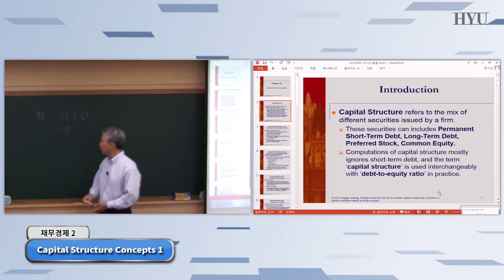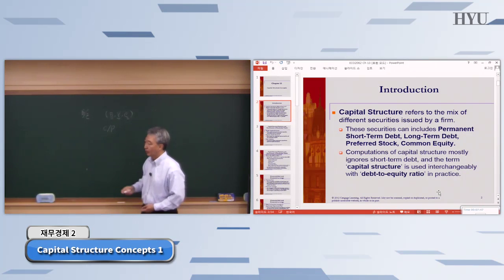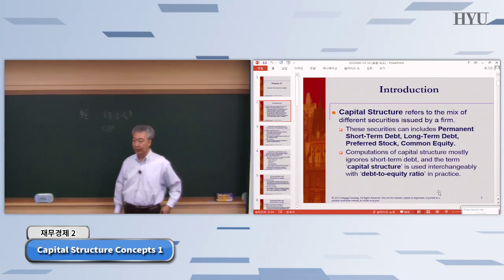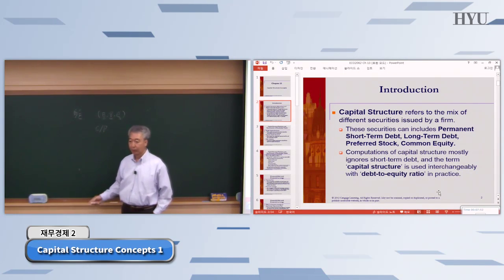Instead of using this three-component structure, if you're going to use simply B/E, what do we do with this preferred stock amount?